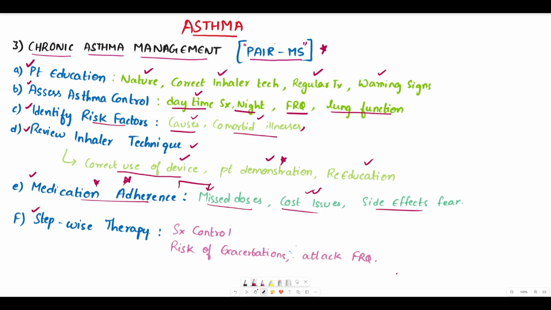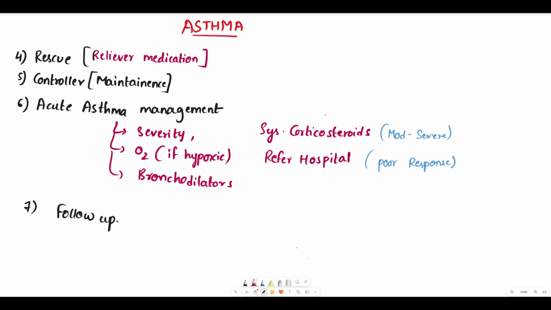This stepwise therapy in chronic asthma treatment usually helps to control the symptoms and to know the risk of exacerbations, and also you'll be able to identify the frequent attacks of asthma. Coming back to some other treatment strategies, the next one is the rescue medication. Simply, here you will be taking reliever medications. So what is a reliever medication? Simply, these medications will provide quick relief to the patient. It will relieve them from symptoms like wheezing, shortness of breath, and chest tightness.